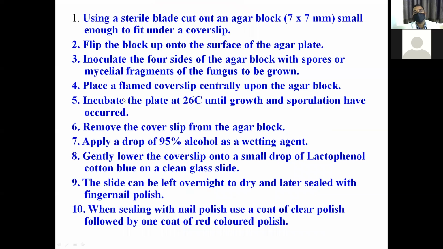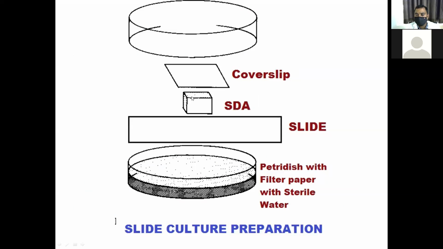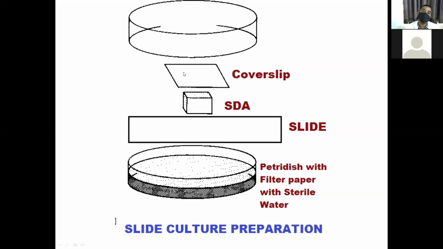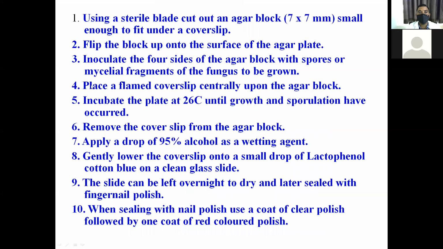Then place a flamed cover slip. Before putting it directly onto the SDA media, you first have to flame it. It is also a dry heat sterilization. Even though these were already sterilized, you have to sterilize once again and put it on the block. With the help of teasing needles, you inoculate the 4 sides of that block.